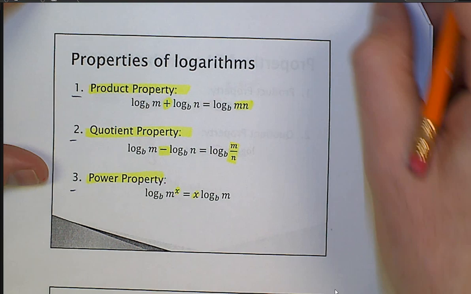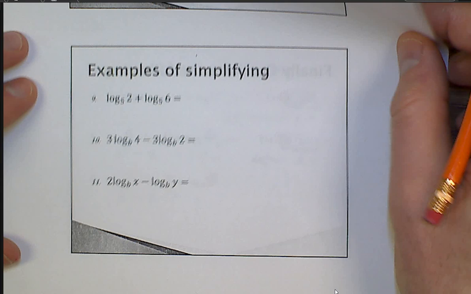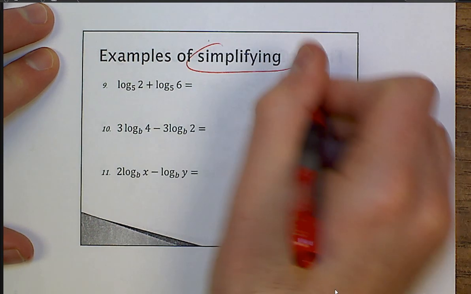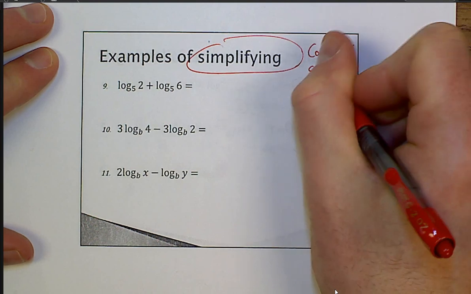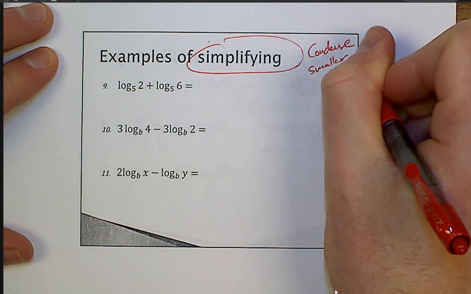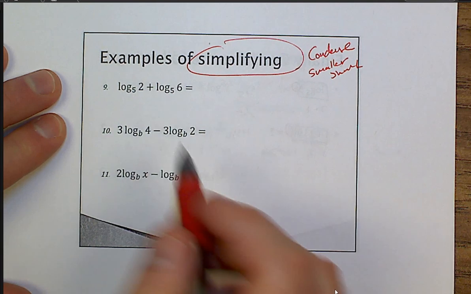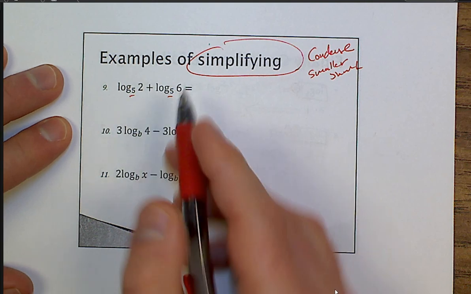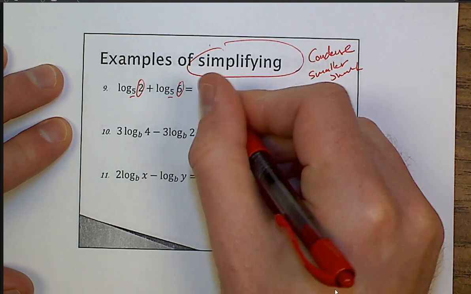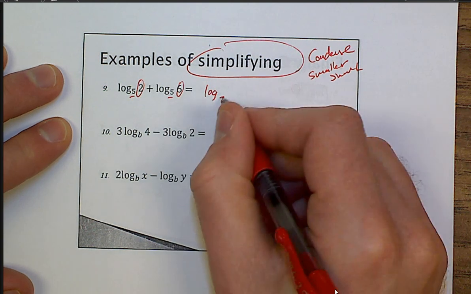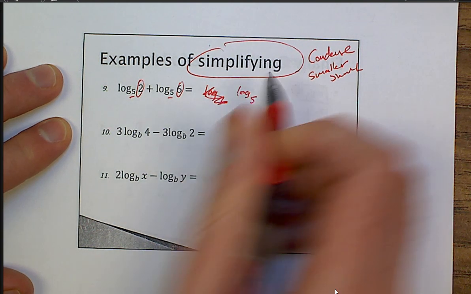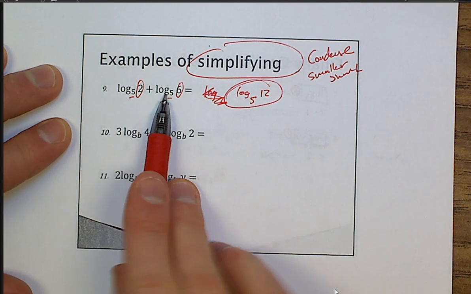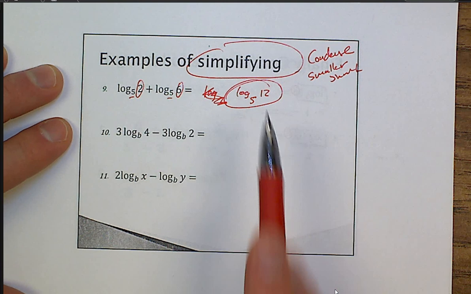So now that we know our properties, let's put them into practice. This says examples of simplifying. I'm going to rephrase this and say condensing. So we want to make this smaller, or we want to shrink it. So let's use our properties. We have base 5, we have base 5. Plus sign means the product property. So we're going to take 2 and 6 and get log base 5 of 2 times 6, 12. And that's all we're going to do. So we took 2 separate logs and condensed them into a single log using the product property.